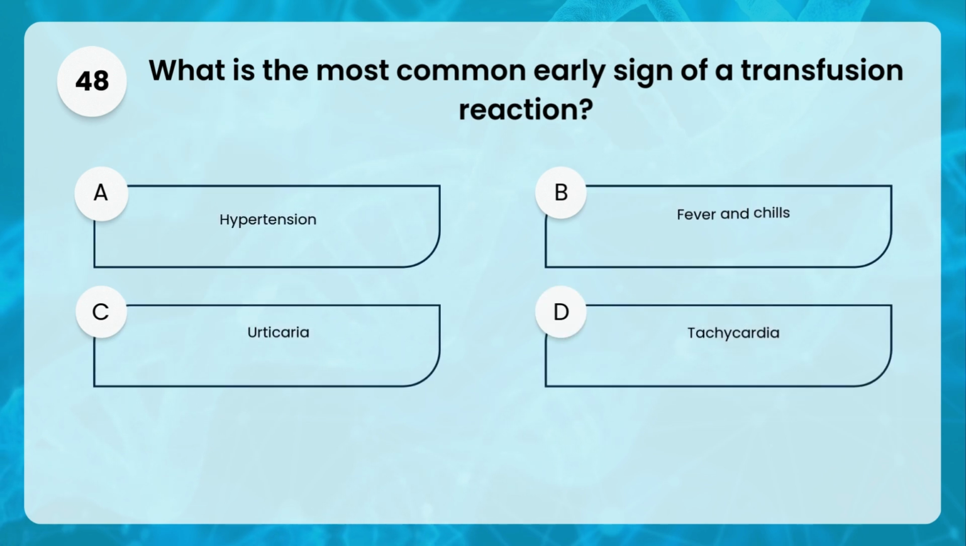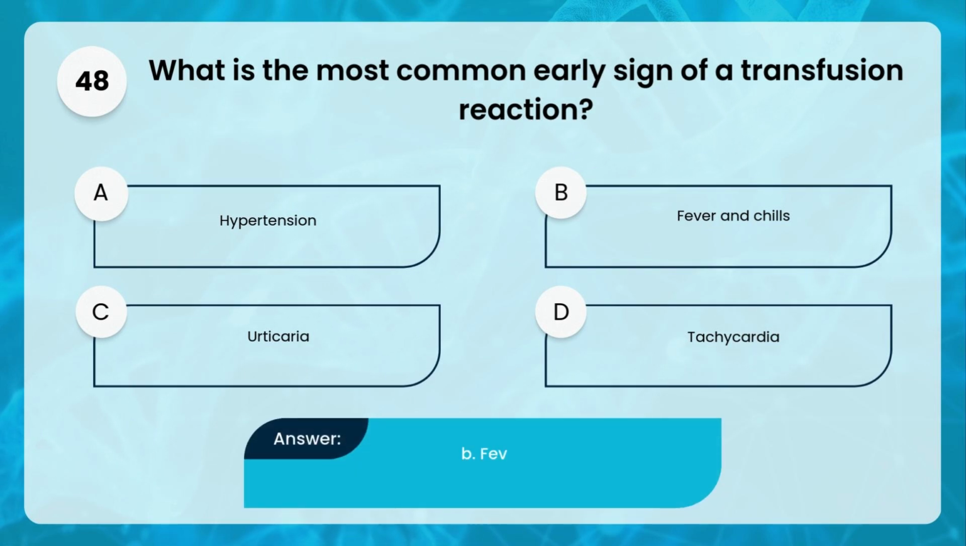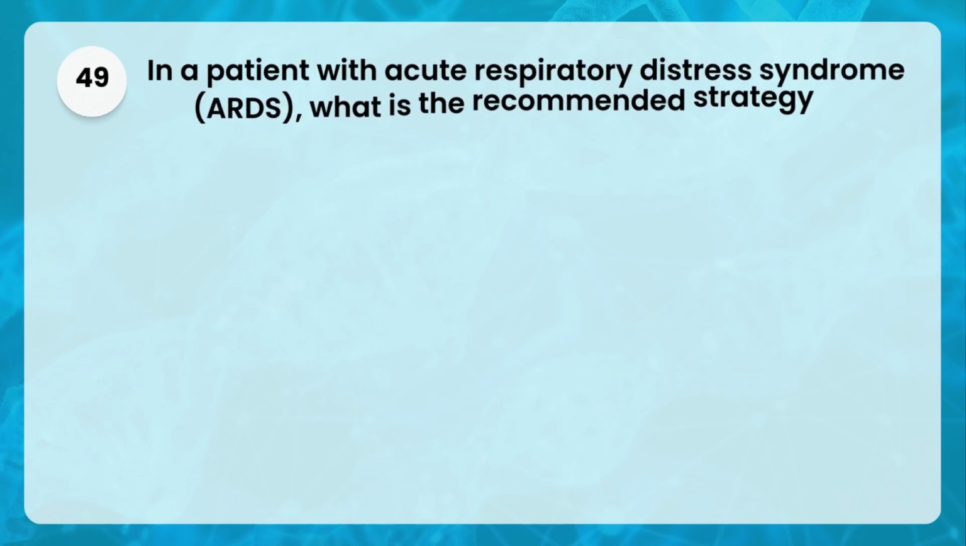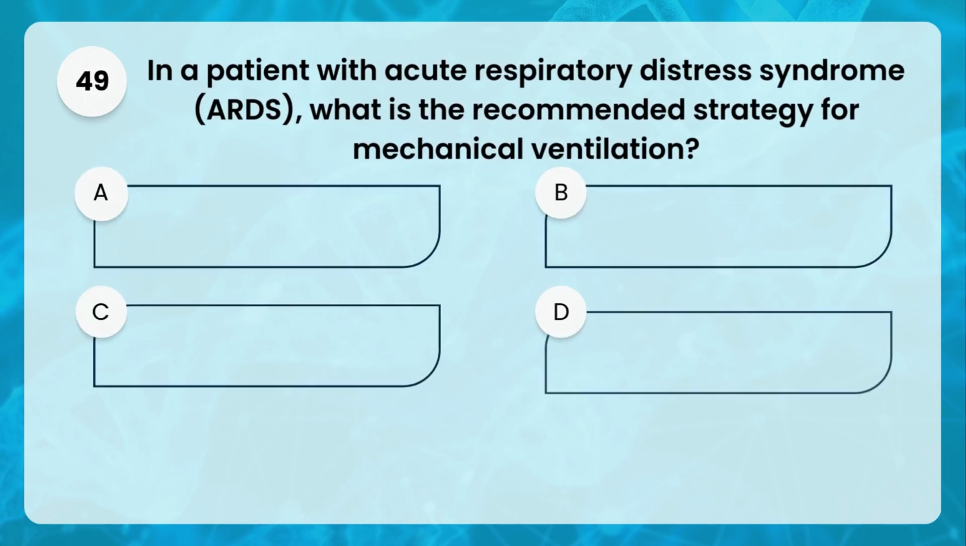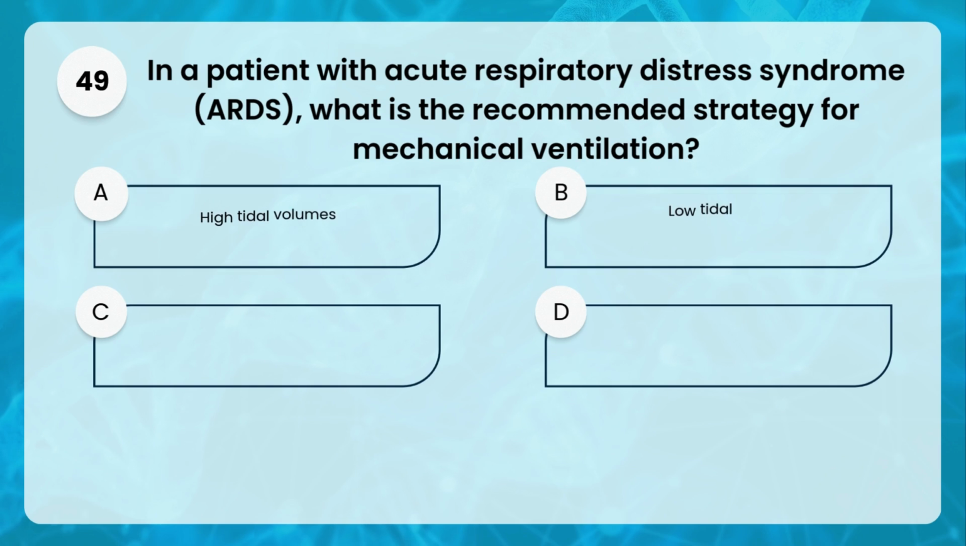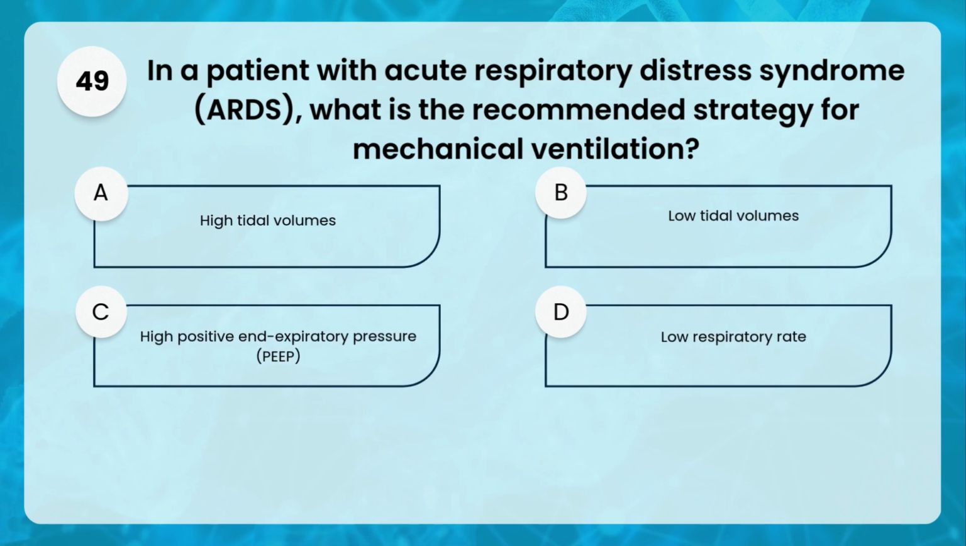A. Hypertension, B. Fevers and chills, C. Urticaria, or D. Tachycardia? The answer is B. Fevers and chills. Number 49. In a patient with acute respiratory distress syndrome, ARDS, what is the recommended strategy for mechanical ventilation?